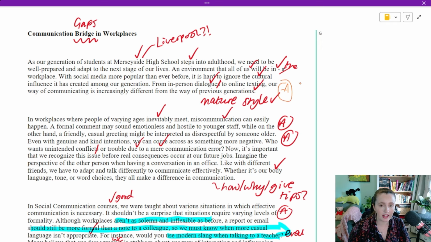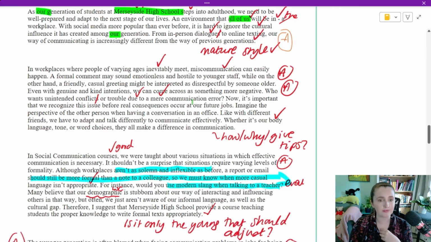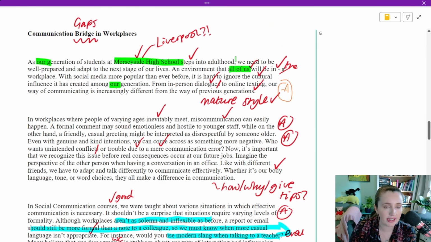I'm going to give him extra detail there for A. So notice we have very much got some audience. He's named his school. It's clear that he is also a student at this school. All of us, because Harry will also be entering this workplace, and our generation. So he's using lots of collective pronouns to show that he is a student. I also quite like the metaphor of stepping into adulthood.